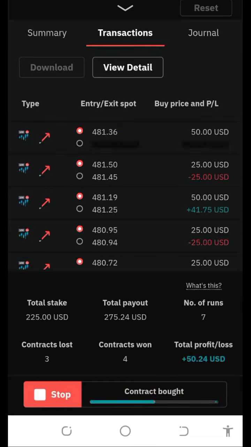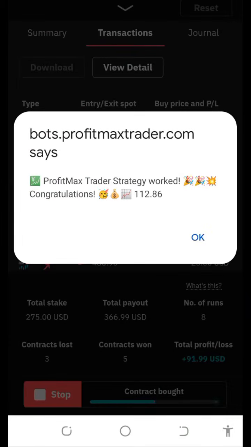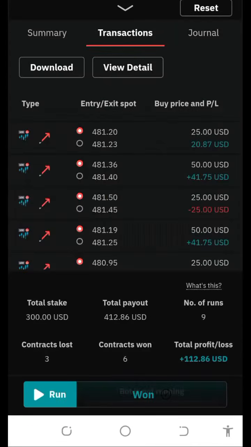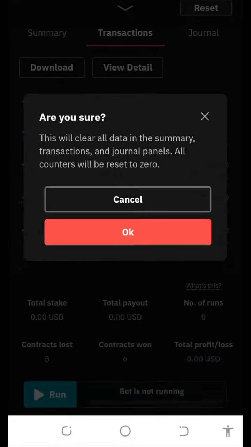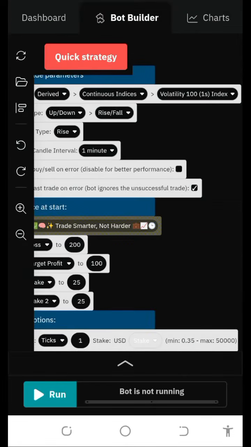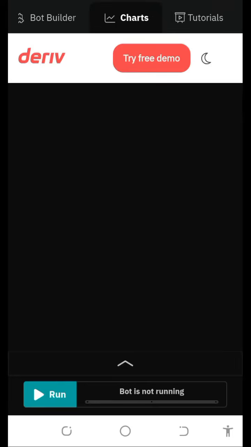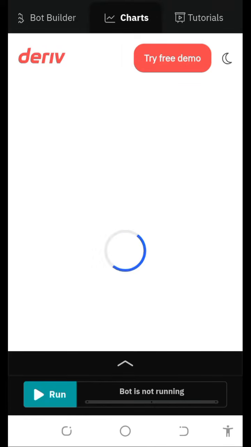So we are at $50 now, $91 now, and we've achieved $112 take profit. Okay, so that was a good entry. Let's reset everything and then go back and identify whether we can capture any other trades.